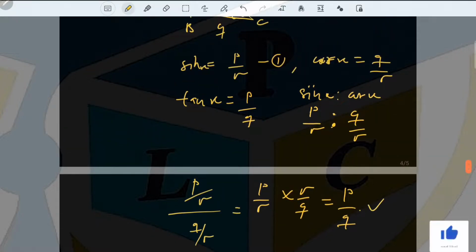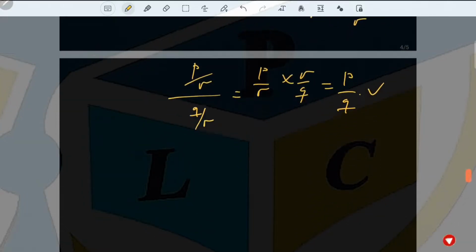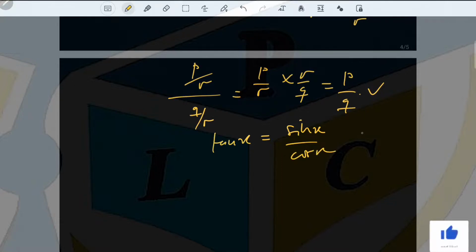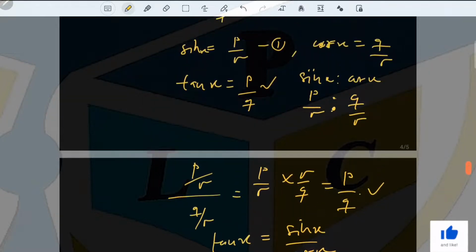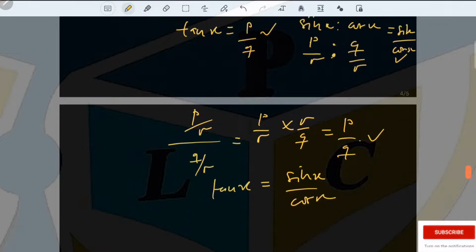So with this P over Q here, which of the ratios is it similar to? You can see that it's similar to a tangent. So at any rate, we can conclude that tan x is equal to sine x over cos x, as is here. This one is the same thing as sine x over cos x. What we have here is P over Q, and tan x is also P over Q. So tan x is also equal to sine x over cos x. That's what I'm trying to put across here. So let's take note of that.